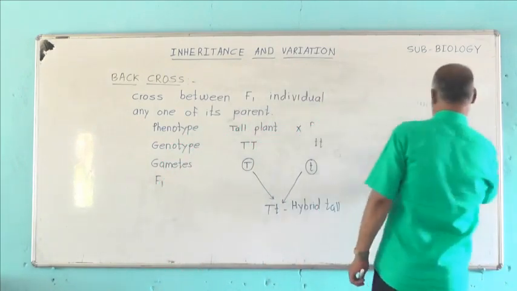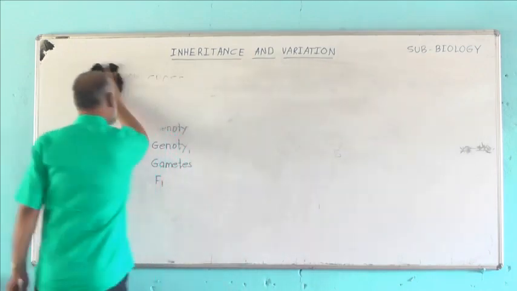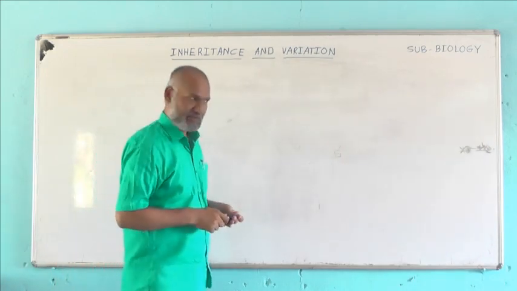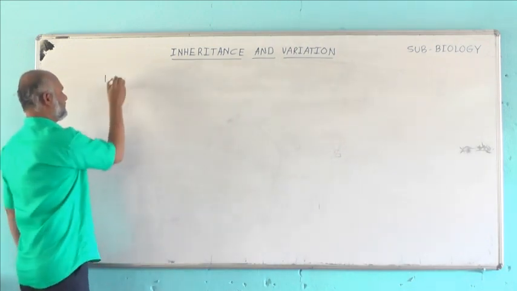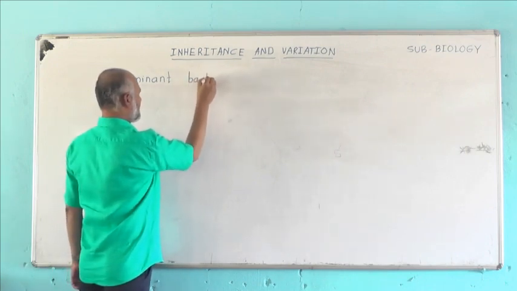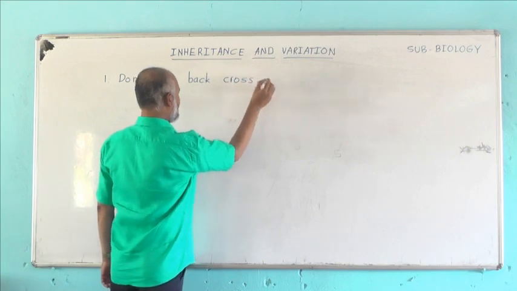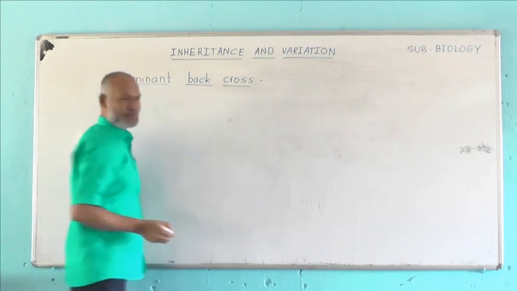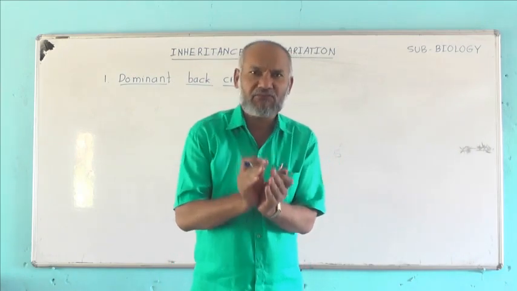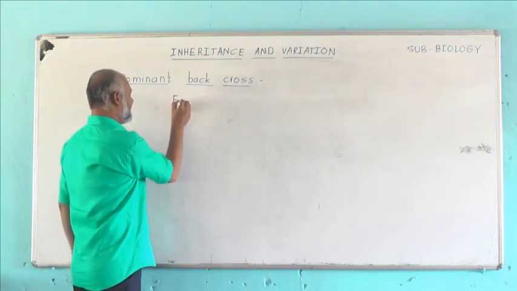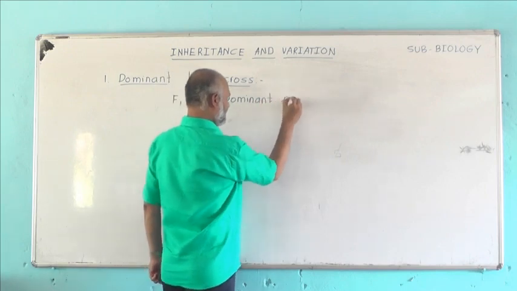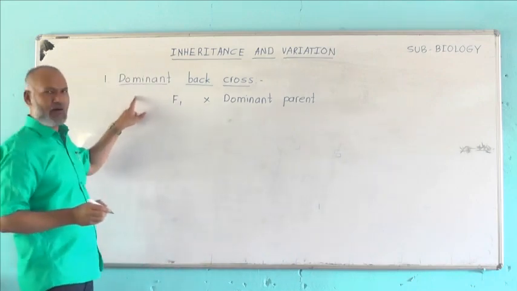So the first back cross is dominant back cross. We have to study what happens in such crosses and what is the importance of these crosses in the study of genetics. Okay. So number one is dominant back cross. What is dominant back cross? Back cross is the cross between F1 individual and any one of its parents. Here, when the F1 individual is crossed with the dominant parent, then it is termed as dominant back cross.